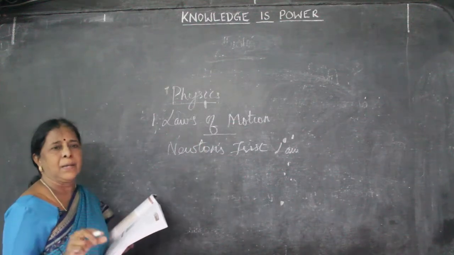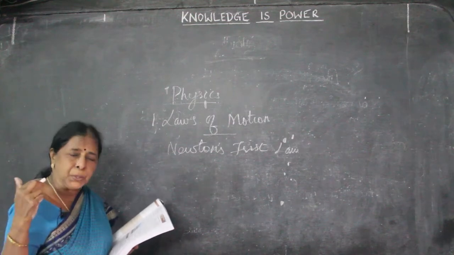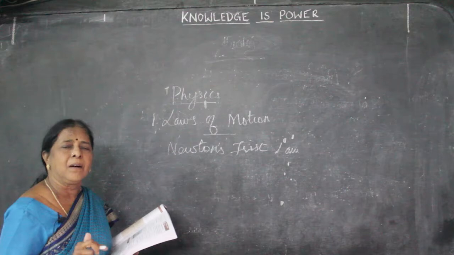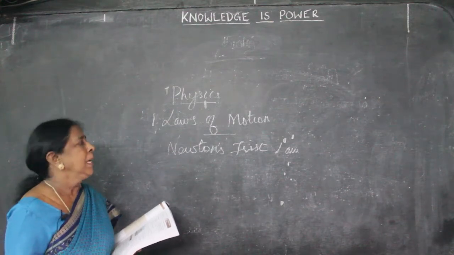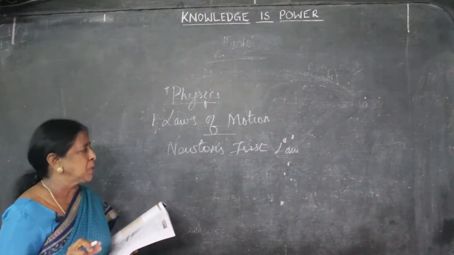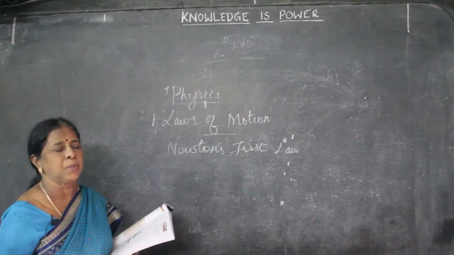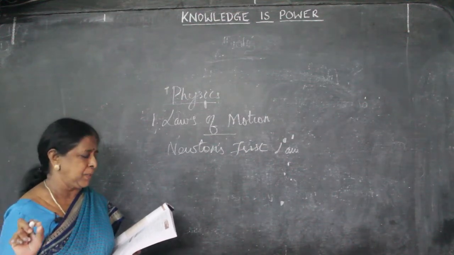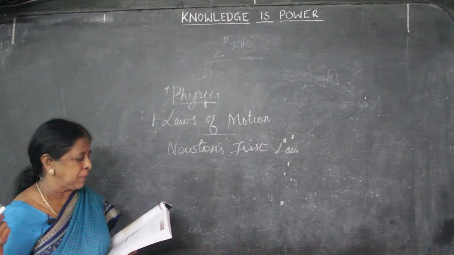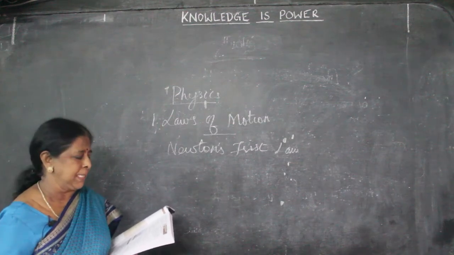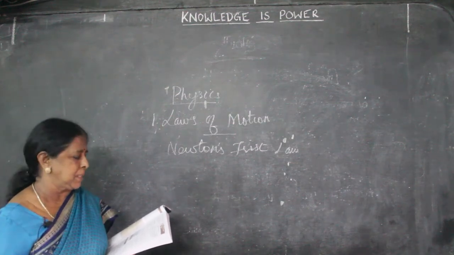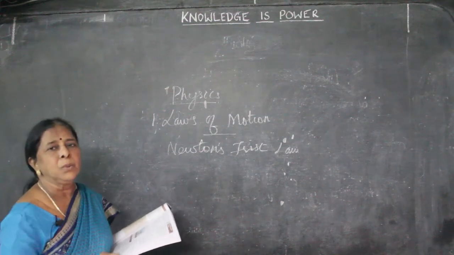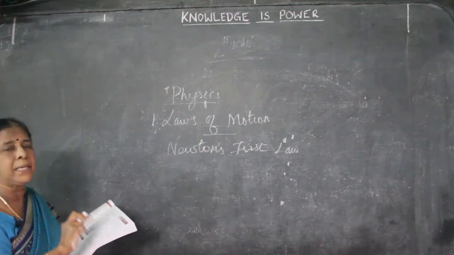So what I said, an object continues to be in its state. State means what? Either it is at rest or in uniform motion. It will continue, unless it is disturbed by an external force from the outside. So every body continues to be in its state of rest, or the state of uniform motion along a straight line, unless it is acted upon by some external force. This is known as Newton's first law. Otherwise it is known as inertia.